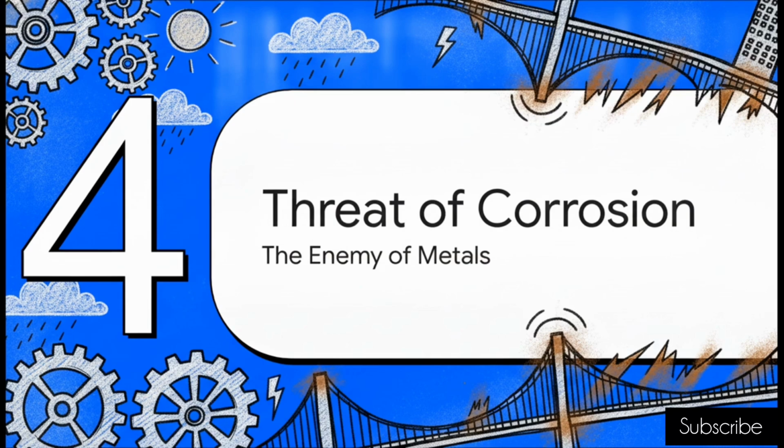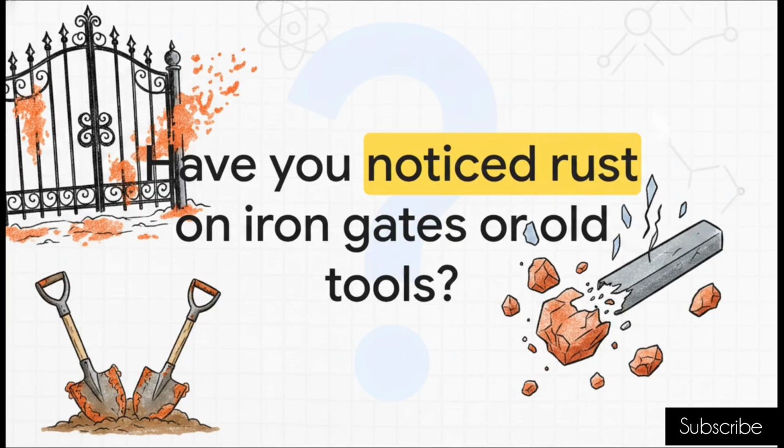Next up, Section 4, the threat of corrosion, or as I like to call it, the enemy of metals. So, have you ever noticed that bright orange rust flaking off an old iron gate? Or maybe that weird, dull brown coating on some forgotten tools in the garden? Well, that is corrosion in action. It's the slow, relentless destruction of metals caused by chemical reactions with air, moisture, or other chemicals.